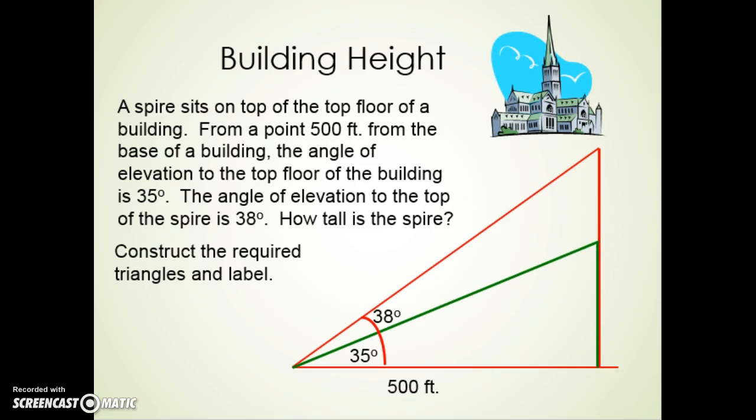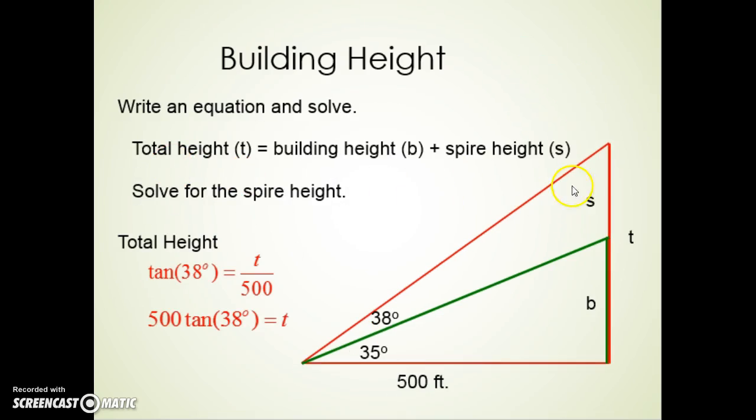So here is a picture. Let's label everything. We're going to call the total height of the building and the spire T, total height. We're going to call this distance B for the building height, and we're going to call this distance S for the spire. So S plus B must equal T, and that's where this equation comes from. The total building height is the height of the building plus the height of the spire. So we're calling it T, B, and S. And we want to solve for S.